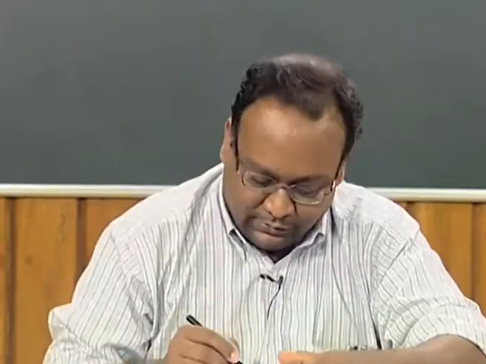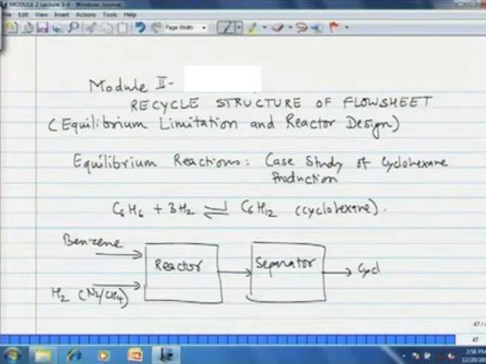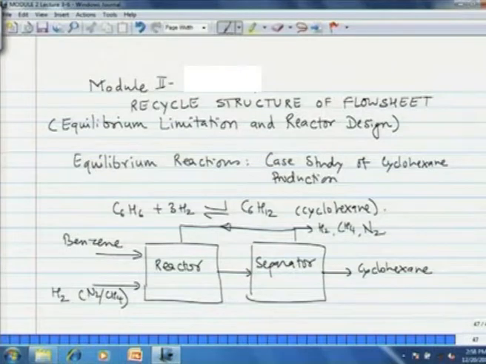So, the reactor is followed by the separator, and then cyclohexane comes as the main product. Then there is a recycle stream of hydrogen. Hydrogen is fed in excess in this situation, so as to force benzene conversion to near completion.